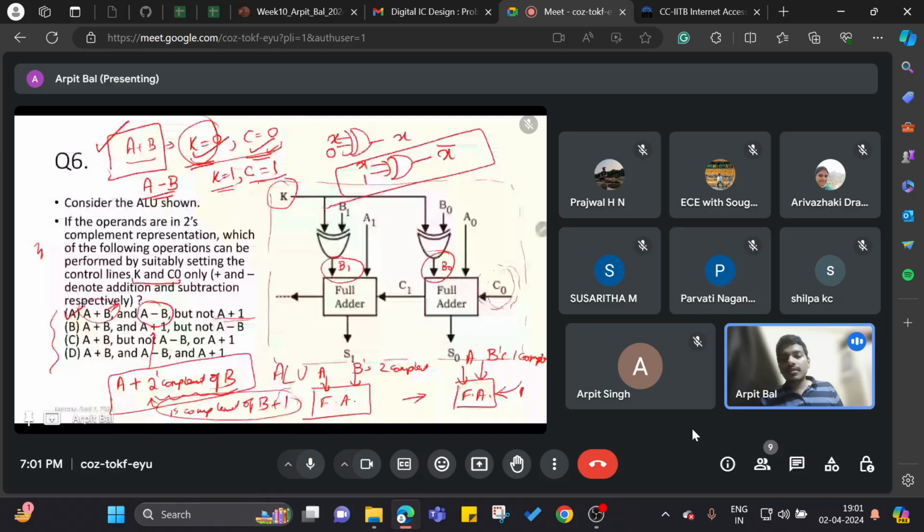In the next question, we were given an ALU, and we were supposed to mention what all operations can be performed using this ALU block if we have control over only two knobs, that is the K and C knobs. We observed that we can do A plus B and A minus B operations for all values of A and B using this ALU block, and A plus 1 can be performed only if the B input is going to be 00001.